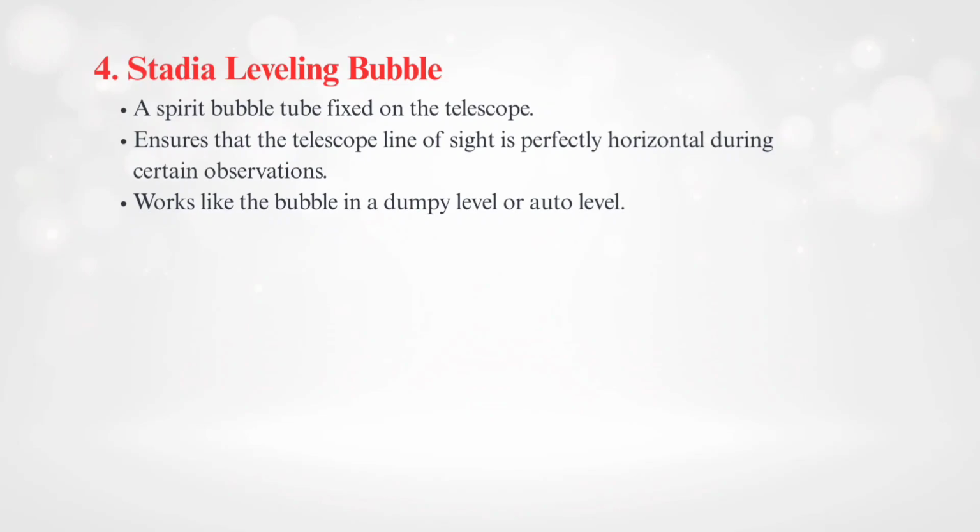Now the next component part is a stadia leveling bubble. On the telescope there is a small spirit bubble tube called a stadia leveling bubble, and it ensures that the line of sight is perfectly horizontal whenever we need it to be, and it works just like the bubble in the dumpy level or an auto level.